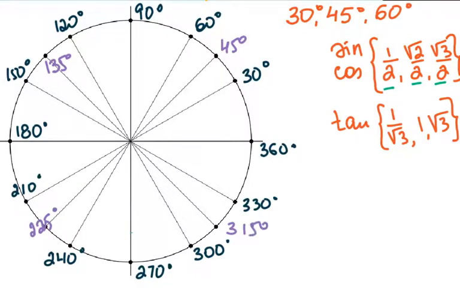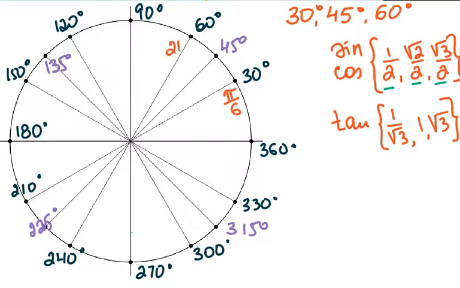And then I'm going to do them in radians. So in radians, pi over 6 is 30 degrees, because pi is 180. So 180 divided by 6 gives me 30. So now I'm going to rewrite them in radians. So this is pi over 6.